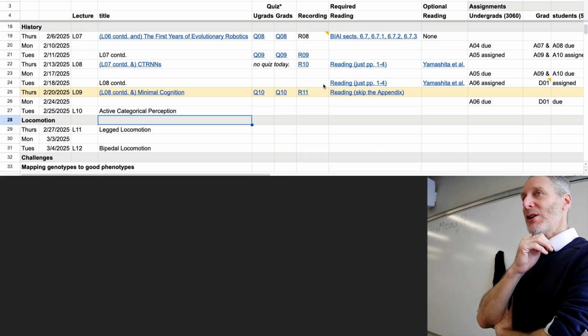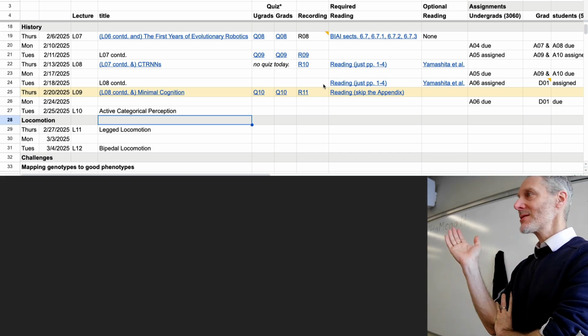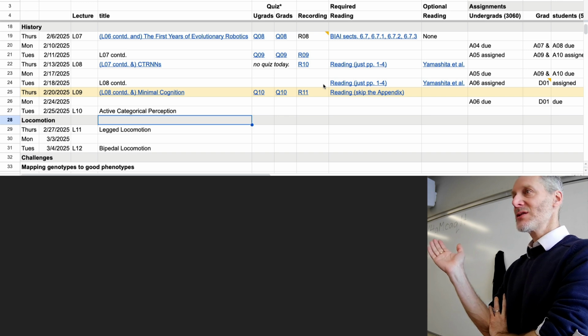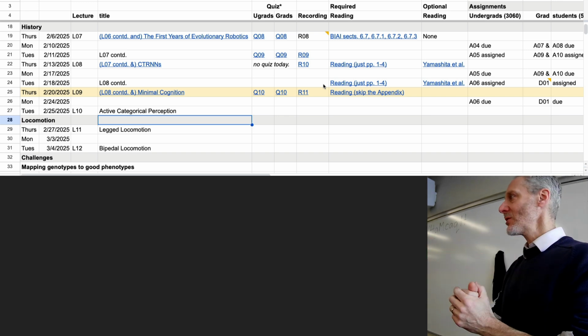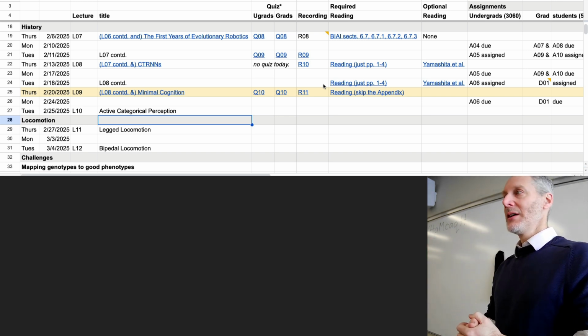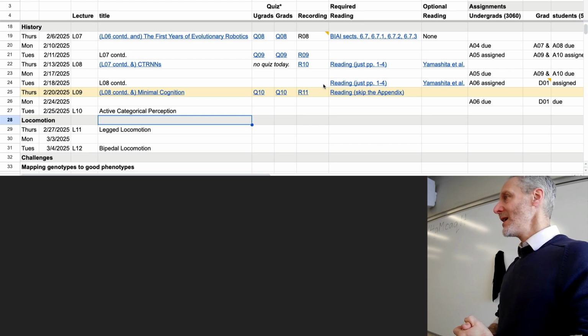Okay, let's get started. Assignments, everything going all right? Assignment 6, refactoring, object-oriented programming, good times. Differentiable robot design for the grad students.